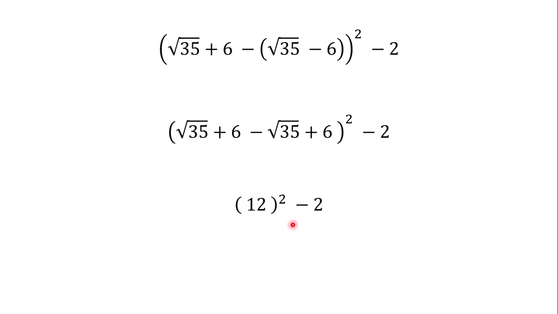You're gonna get 12 raised to the power 2 minus 2. Now 12 raised to the power 2, or 12 squared, is what? You're going to get 144 minus 2. So 144 minus 2 will give us what? 142. So if x plus 1 over 9x equals 4, 9x squared plus 1 over 9x squared will give us what? 142.